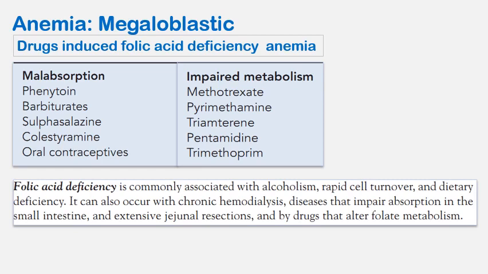Folic acid deficiency may occur especially with chronic alcoholism, and with rapid red cell turnover, like in hemolytic anemia, in the case of dietary deficiency, poor diet, and chronic hemodialysis, diseases that impair absorption in the small intestine, like celiac disease and extensive jejunal resection, or by drugs that alter folate metabolism. That means many factors interfere with folate activation or folate absorption in the body.